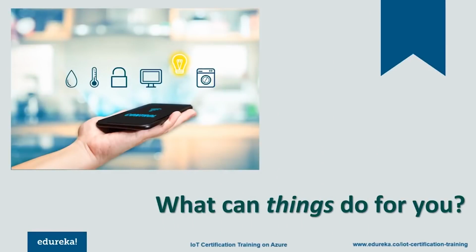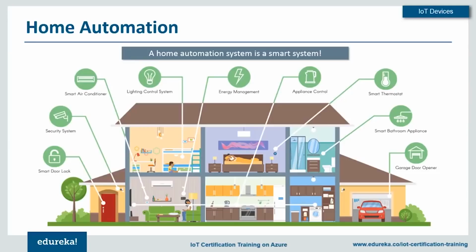So let us see what things can do for you. One of the most popular implementations of these things and their applications has been in the sector of home automation today. The use of Internet of Things in this industry has got the world closer to achieving a dream home powered by the smartest systems using these IoT devices.